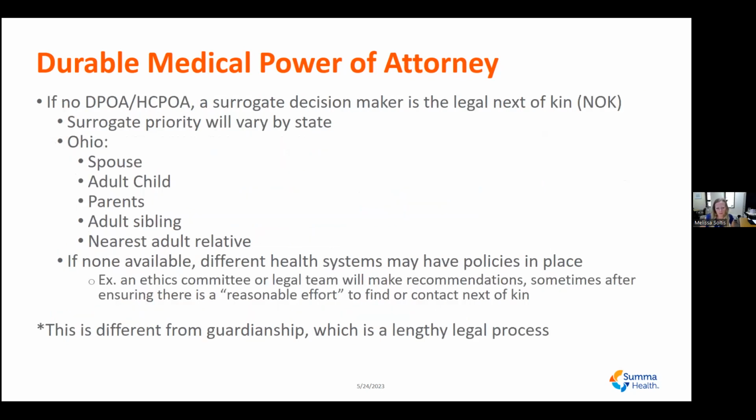If you don't have a healthcare power of attorney in the state of Ohio, it does default to the legal next of kin. We follow the surrogate priority for Ohio: spouse, and then adult child, parents, then adult siblings, and then nearest adult relative. If we can't find any of those in that order, then usually most health systems have policies in place to help find someone. An ethics committee or a legal team will make recommendations and usually have some form of reasonable effort to find next of kin prior to filing guardianship, which is a whole different lengthy process.